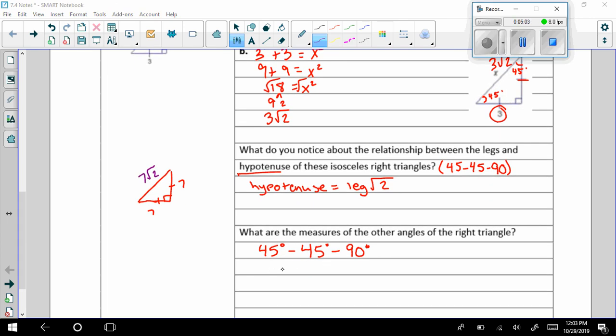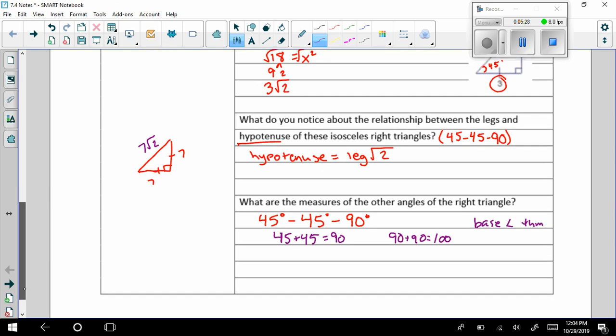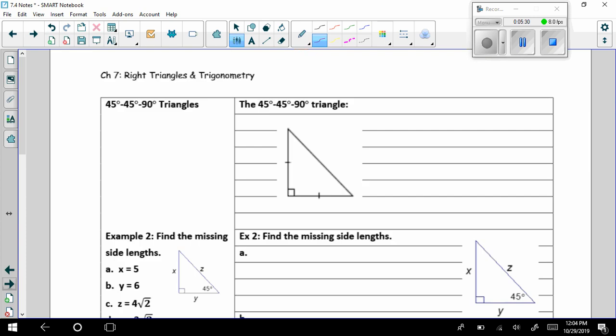The reason we know they're both 45 is that 45 plus 45 is equal to 90, and 90 plus 90 will equal 180. We know they're both the same because of the base angle theorem. So because it's isosceles, we know that they're both the same.